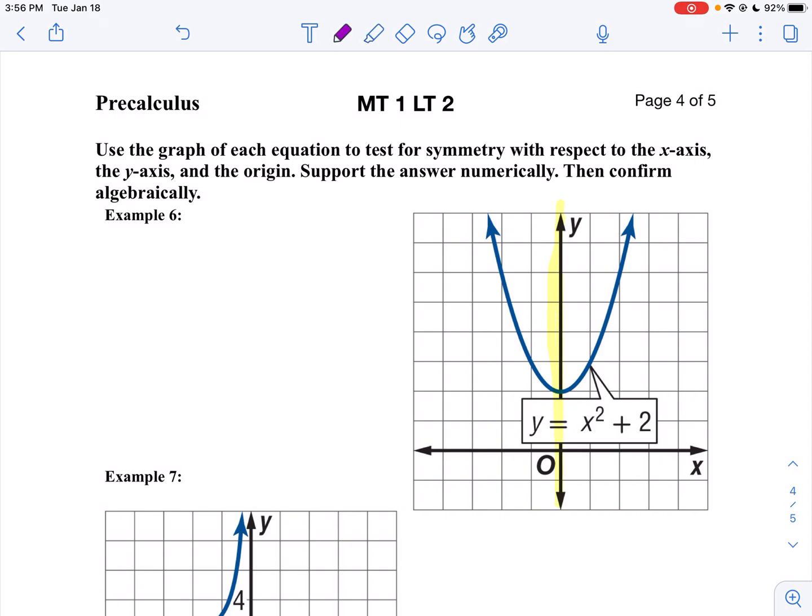Since it's symmetric with the y-axis, let's replace x with negative x. So in other words, y equals the opposite of x squared plus 2. Well, the opposite of x squared, that's x squared plus 2, isn't it? So that equals the same. You see how my two functions are the same? So that means it's symmetric with the y-axis.